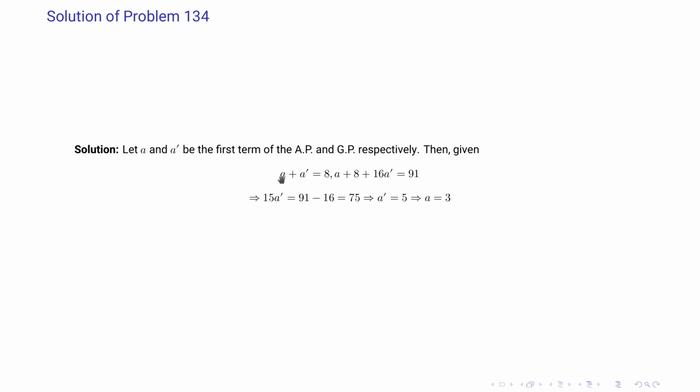We take the value of a plus a prime as 8 and we substitute simply over here. So we get 8 plus 8 is 16, and 15a prime will remain here. So 15a prime is equal to 91 minus 16, that is 75. So a prime is 5. Once we have a prime is equal to 5, we substitute here and we get a is equal to 8 minus 5, that is 3.